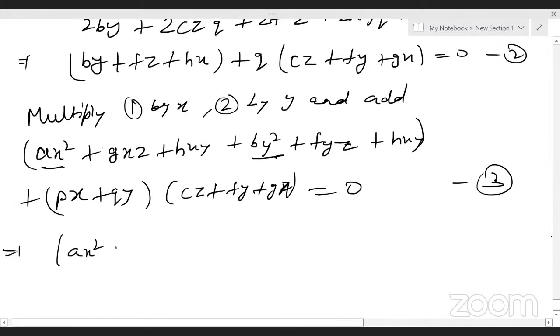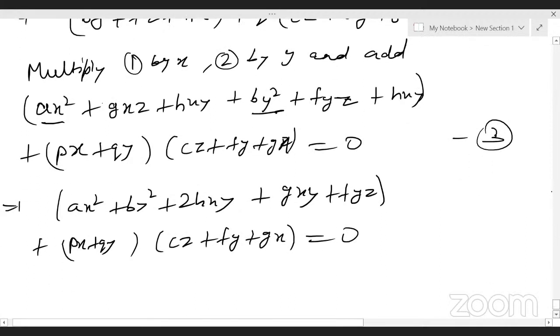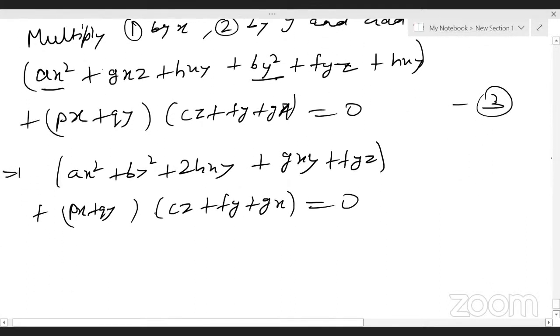This will be ax square plus by square plus 2hxy plus gxy plus fyz, okay, plus px plus qy times cz plus fy plus gx is equal to 0. Now again you have to do some more manipulation. See, ax plus this term, okay.